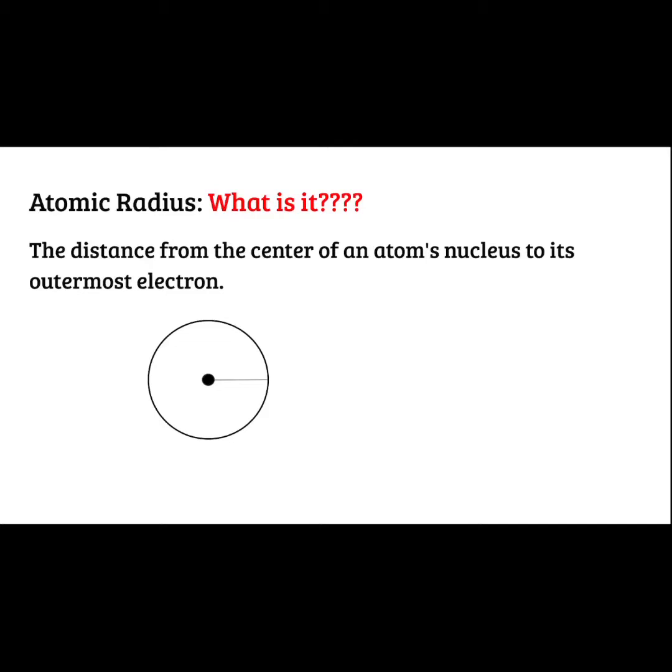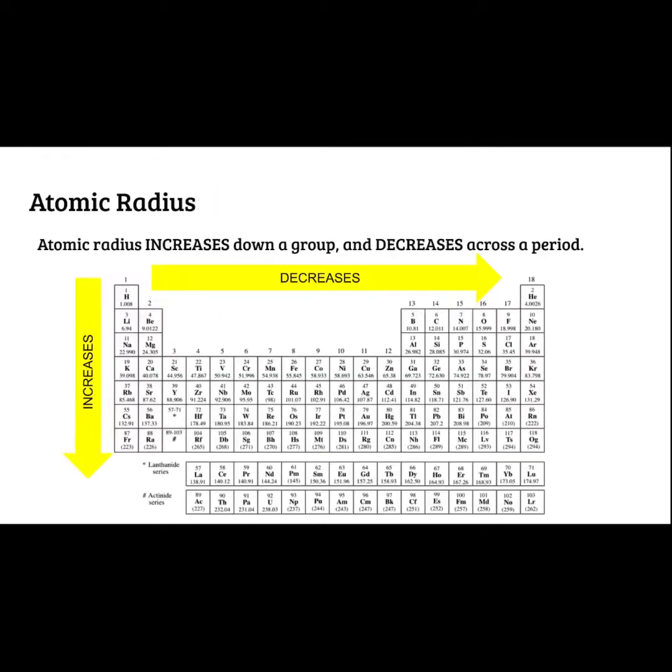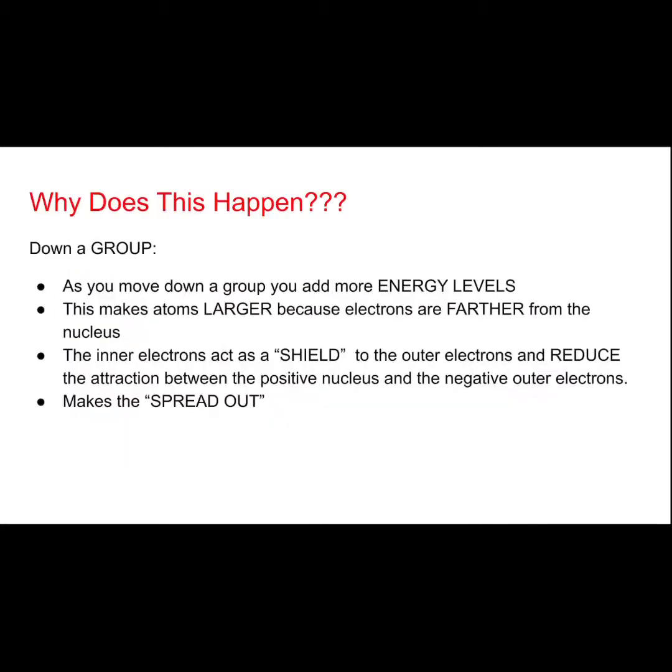Our first trend is atomic radius. This is the distance from the center of an atom, its nucleus, to the outermost electron. So it's kind of measuring the size of an atom. As you go down the periodic table, as you go down the groups, the atomic radius increases. And as you go across towards helium, it decreases.